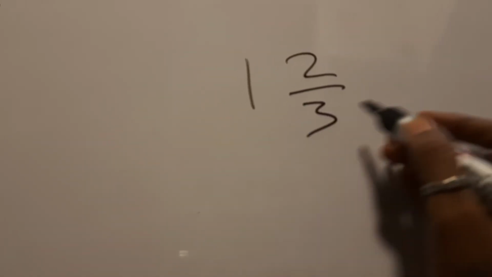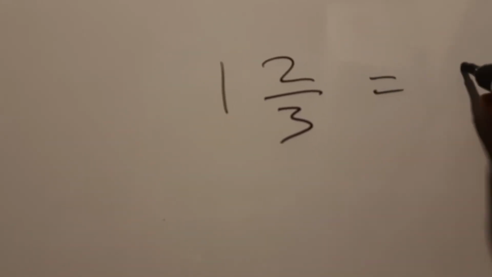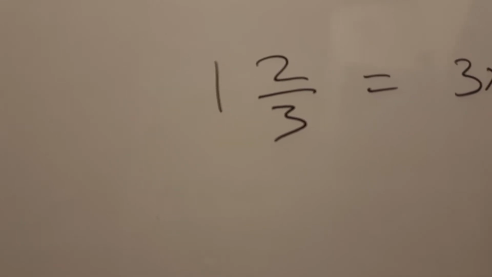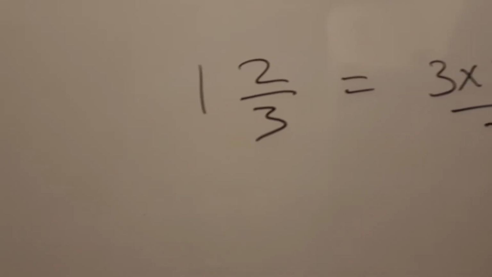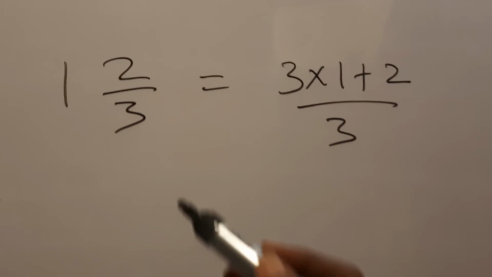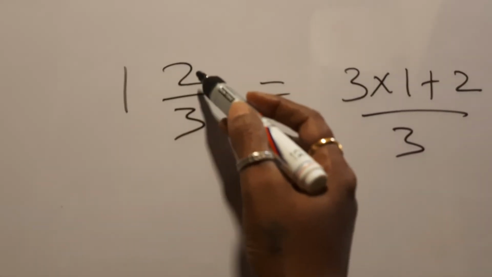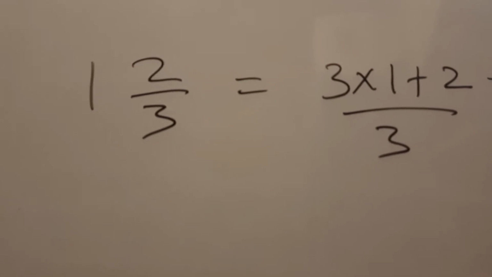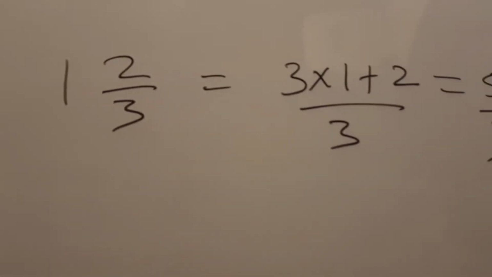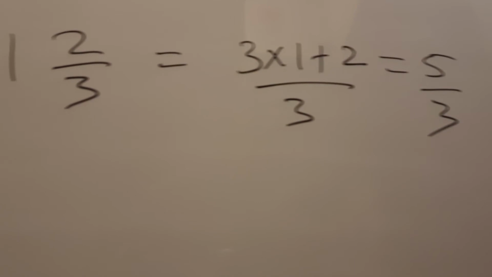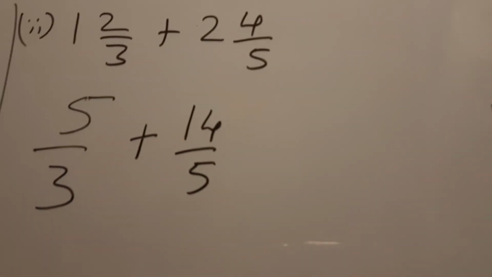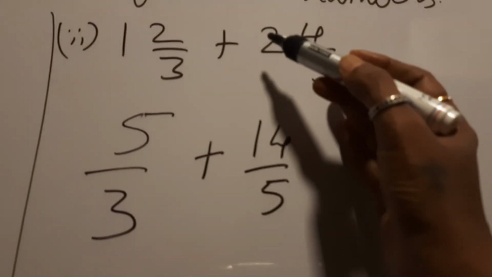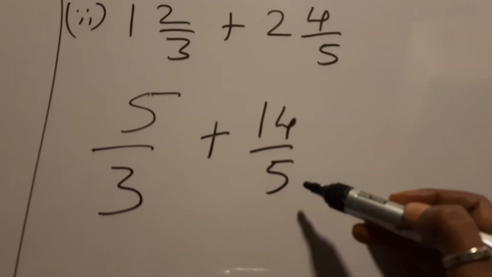1 2 upon 3. See, this has to be like this. 3 into 1 plus 2 upon 3. That is 3 into 1 plus 2 upon 3. 3 1s are 3. 3 plus 2, 5. 5 upon 3. Got it now, children? So same way, 2 4 upon 5 also you will do. 5 2s are 10. 10 plus 4, 14 upon 5.